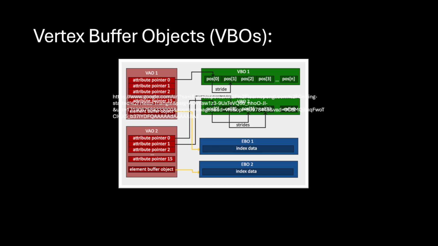Next we have vertex buffer objects. Vertex buffer objects, or VBOs, are OpenGL objects that store vertex data, and this enables the efficient uploading and management of vertex data to the GPU.